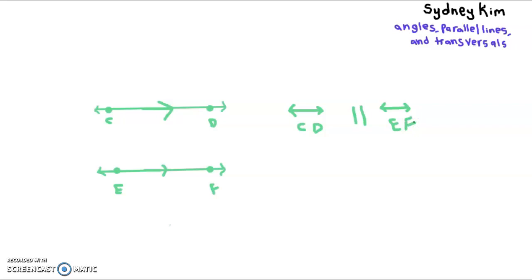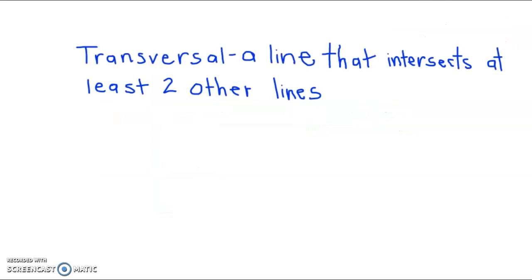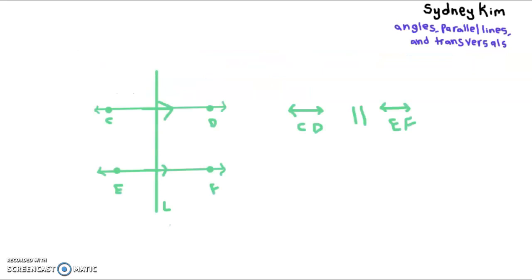Now we're going to say there's a line that intersects these parallel lines. This is a transversal and we'll label this L. A transversal is a line that intersects at least two other lines. So if we go back to our other example, I'm now going to explain alternate exterior and interior angles.